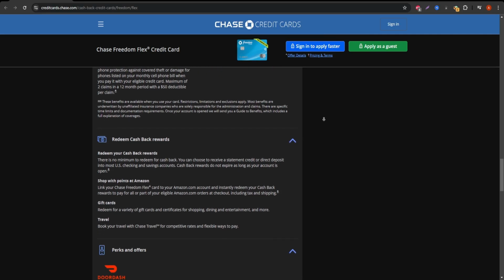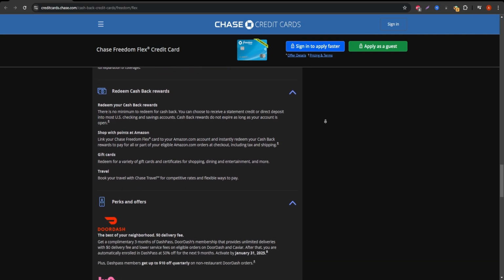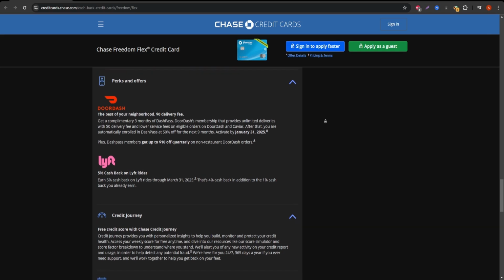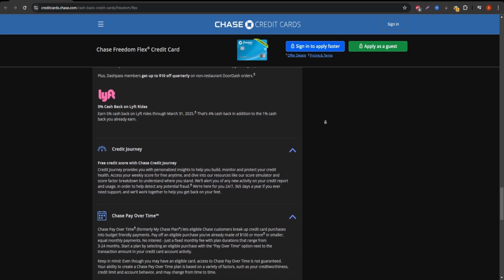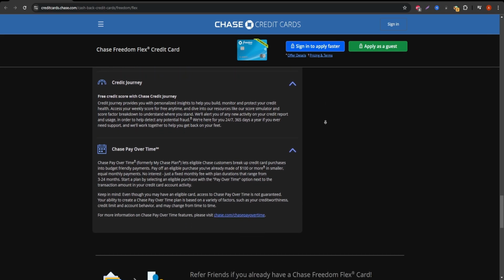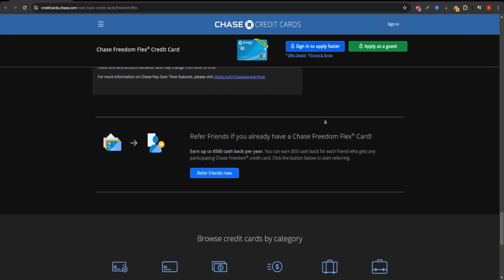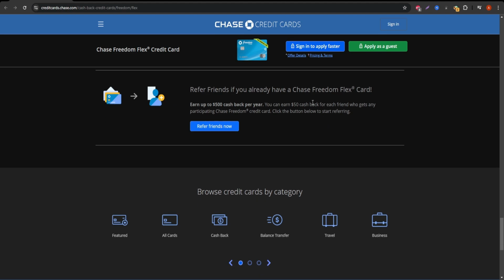When it comes to fees, this card has no annual fee, which is a big plus if you're just getting started with credit or looking for an easy way to rack up rewards. However, if you're planning to use the card internationally, be mindful of the 3% foreign transaction fee, which could add up quickly when traveling abroad.